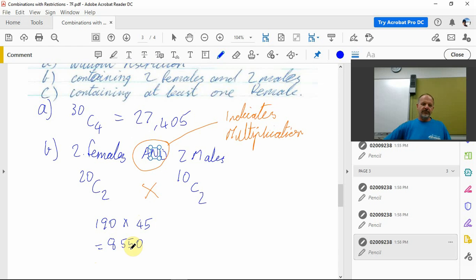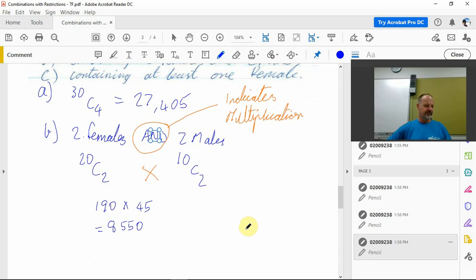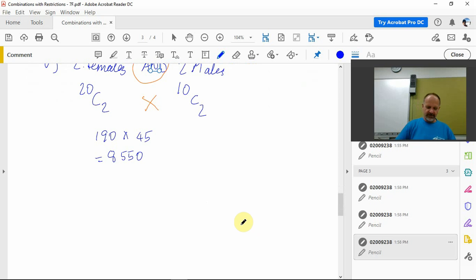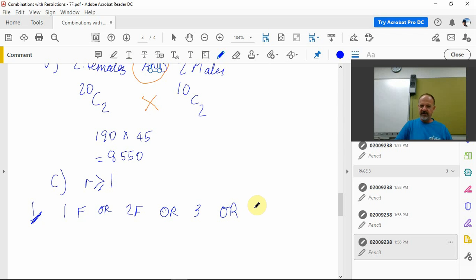All right. This next one, part C, containing at least 1 female. There's a couple of different approaches that we can do. So we want at least 1 female, so that's r is greater than or equal to 1. There's 2 approaches. First approach, we can do 1 female, or 2 females, or there could be 3 females, or there could be 4 females.